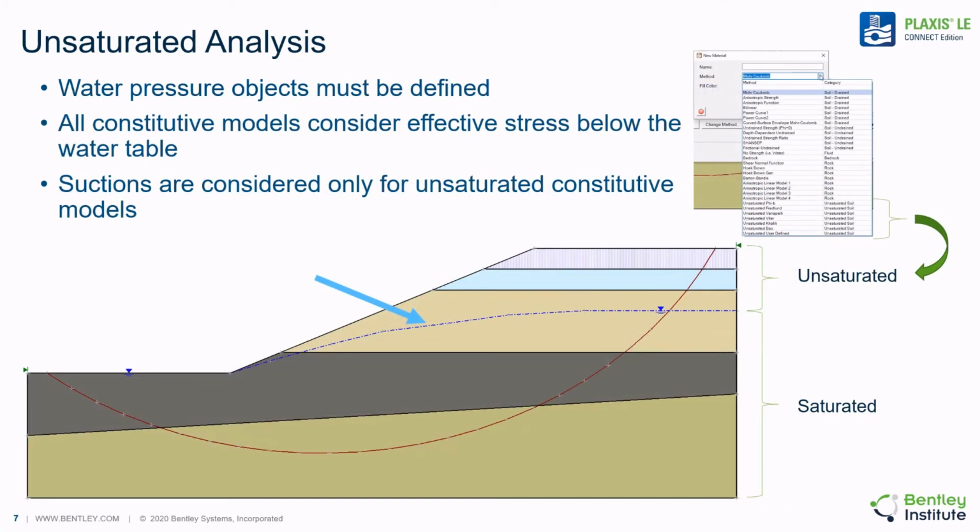Unsaturated analysis considers the effect of soil suctions on the shear strength of the soil above the water table. This type of analysis may be enabled in the software through defining two aspects in a model. Firstly, water objects must be turned on and a zone of suctions must be defined. Then unsaturated constitutive models must be enabled in the regions that are above the water table. All constitutive models consider effective stress below the water table. It's worth noting that unsaturated constitutive models which are applied below the water table would not consider the unsaturated portion of the constitutive model, only the saturated part.